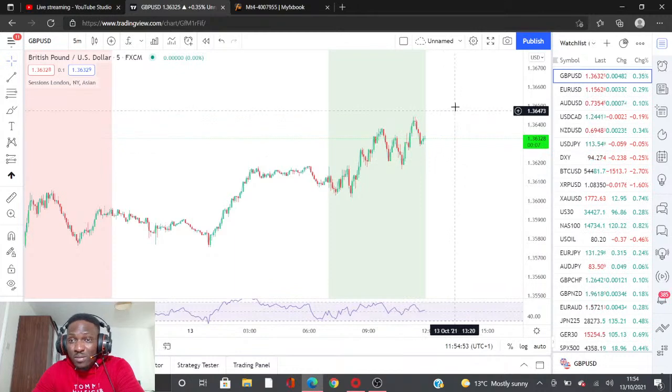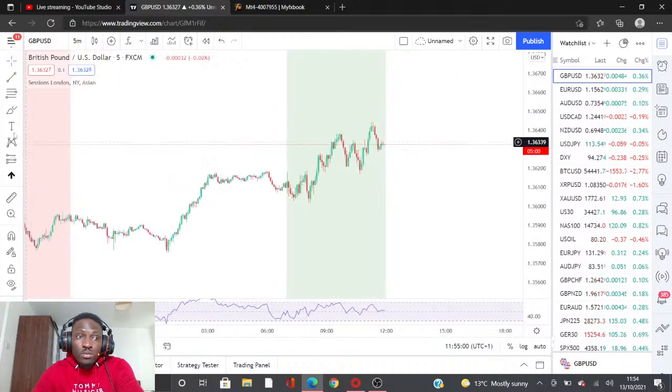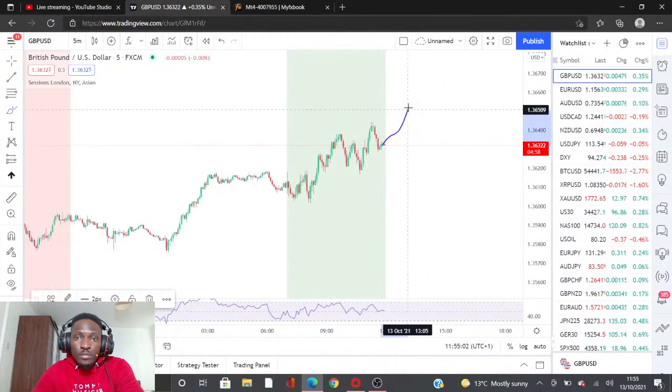And obviously the only thing that could change this is when New York officially opens, then we might get a little pullback. So this is what I expect this market to continue doing up until the New York session, and then we might get a huge pullback before the market continues.